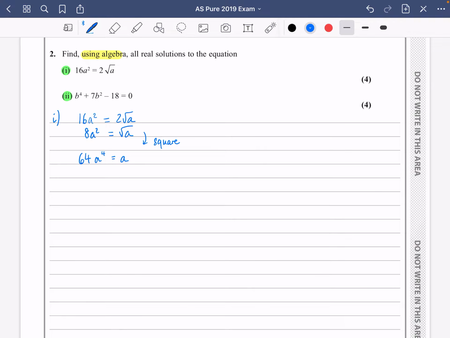Now you have to be careful here, because if you don't recognize that there is a solution that a is equal to 0, because obviously 64 times 0 to the power of 4 is equal to 0, then you're going to lose a mark. But I'm going to show you the way that you can make sure you don't lose this mark.